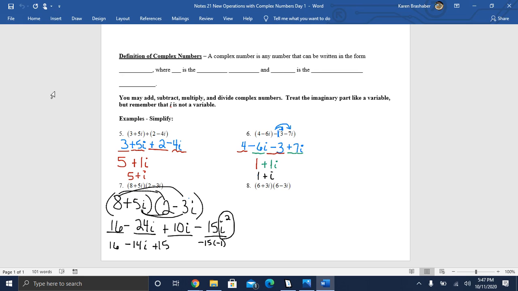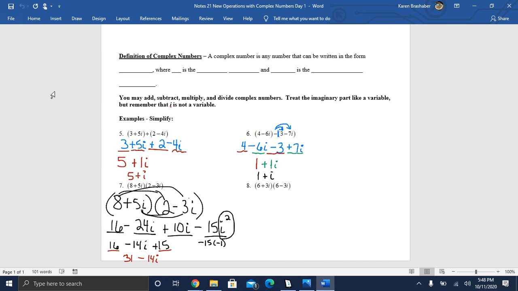And so 16 plus 15, those are going to be like terms that we can combine. And we always want to put the real part first. So 16 plus 15 makes 31, and then we'll bring down minus 14i. And so there's your multiplication, 31 minus 14i.